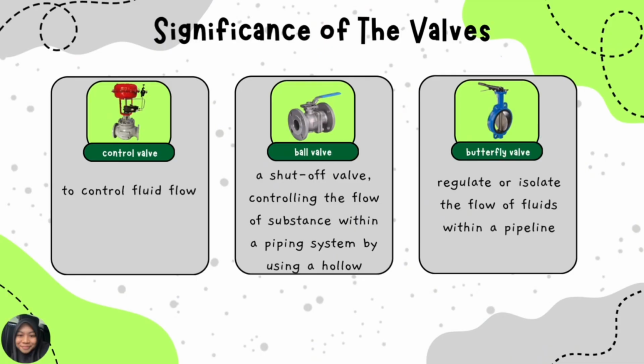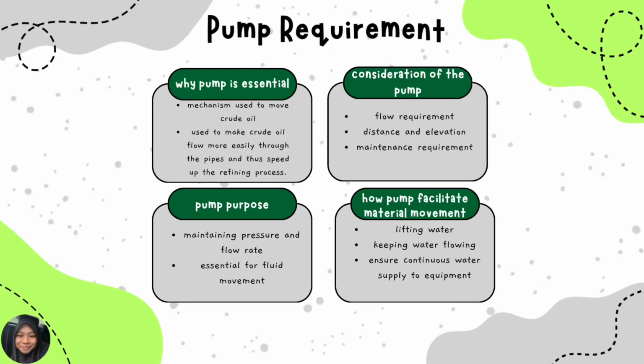For the pump requirement, the pump is essential for the design because it is a mechanism used to move crude oil in petroleum refinery plants, and it is used to make the crude oil flow more easily through the pipe and thus speed up the refinery process.